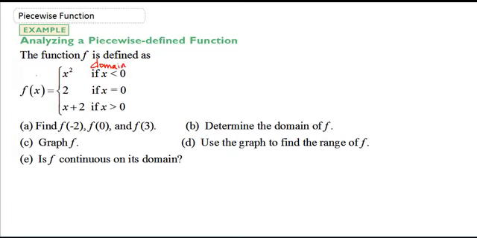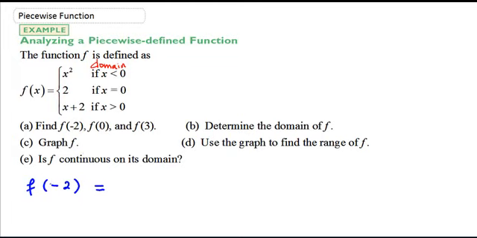of f. So let's say that f of x equals x squared if x is less than 0. F of x equals 2 if x equals 0. F of x equals x plus 2 if x is greater than 0. Now to understand the piecewise function, let's start with part A. We're looking for f of minus 2.